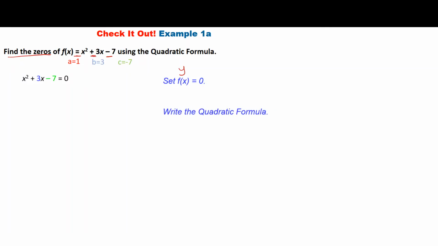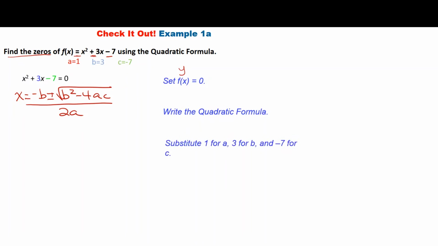The next thing we need to do is write the quadratic formula. So let's do it again together. I really want you to get this memorized. X equals negative b plus or minus the square root of b squared minus 4ac all over 2a. All right, there we go. So now let's fill it in. We've got to substitute everything.